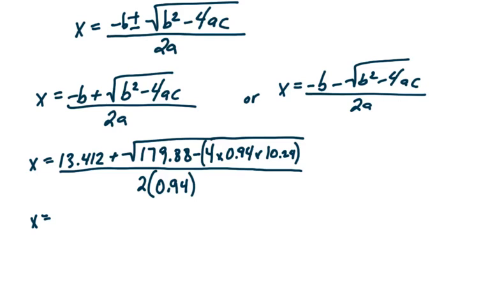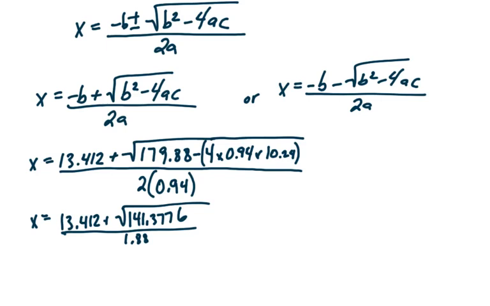let's solve this first and then we'll plug it in. So 4 times 0.94 times 10.24, that's 38.502. So 179.88 minus that is 141.3776. So we have 13.412 plus the square root of 141.3776 all over 0.94 times 2, 1.88.